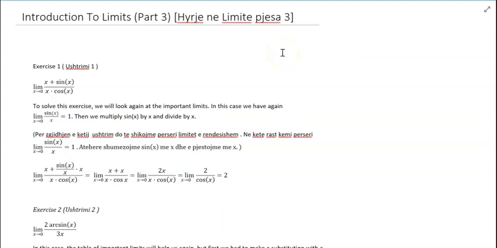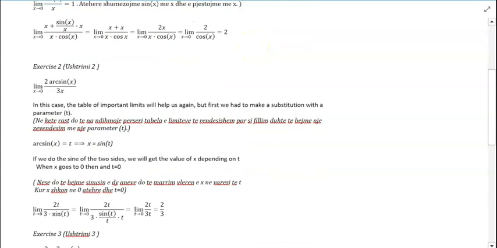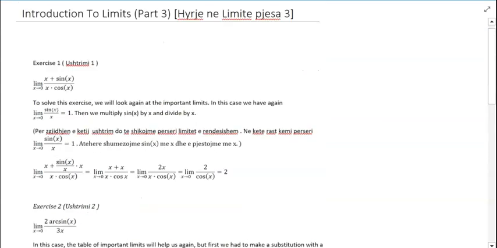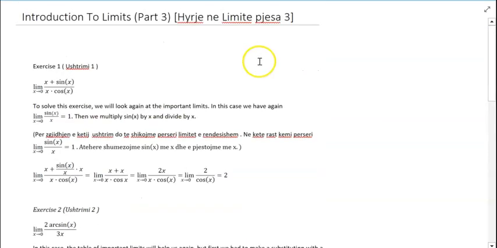Today we're going to continue the introduction to limits part 3, and that is the last part for this topic. Okay, I made 3 other exercises that will help us to gain our skills in solving those type of problems. Okay, let's begin. We have the exercise 1.